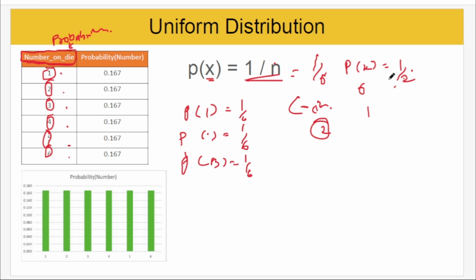Why do we need to learn this distribution? What is the need of this distribution? We will come to that point with the next slide. In the next slide, I have a problem for you. You need to solve.